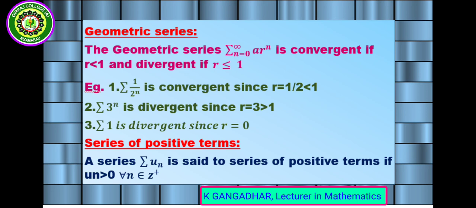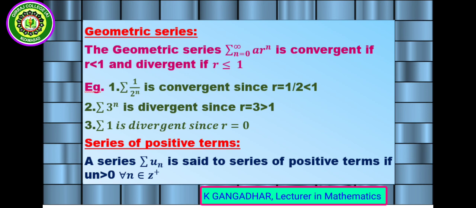The geometric series sigma a into r to the power n is convergent if r is less than 1, and it is divergent if r is greater than or equal to 1. If r is greater than or equal to 1, then the geometric series is divergent. If r is less than 1, then the geometric series is convergent.